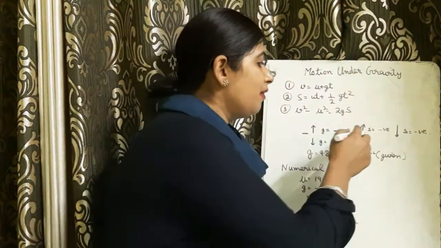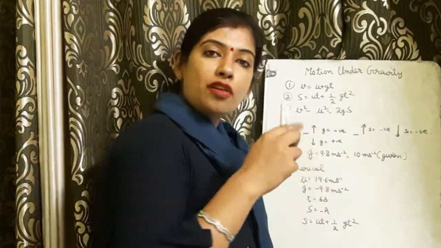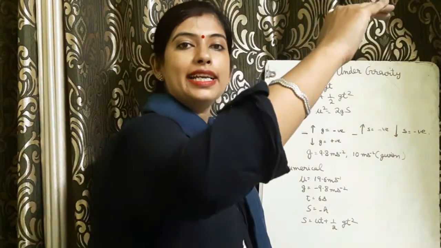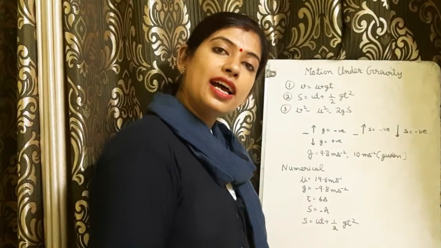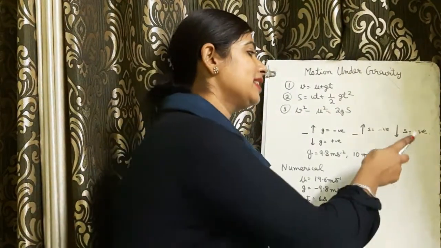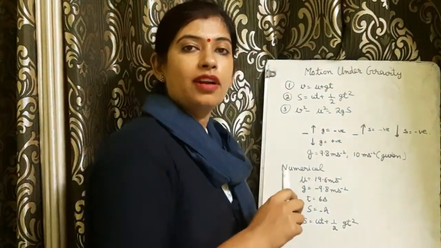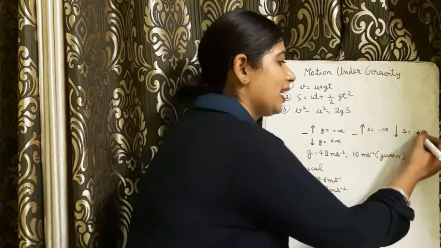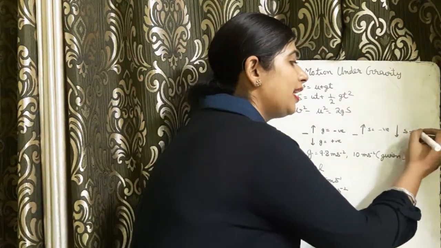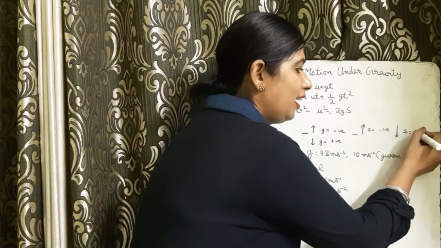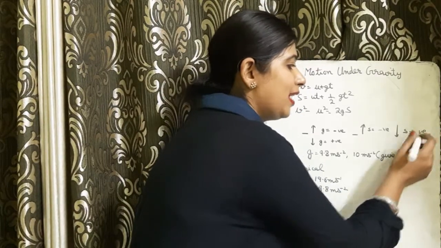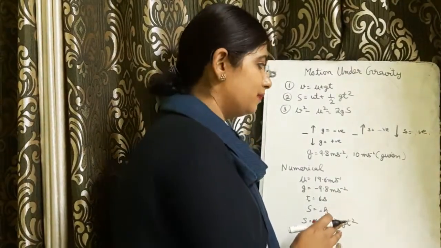Similarly, when we take the displacement from earth to a height, it is taken as negative, and from a particular height towards the earth, the displacement is taken as positive. When we talk about above the earth, the displacement is negative, and towards the earth, the displacement is positive.